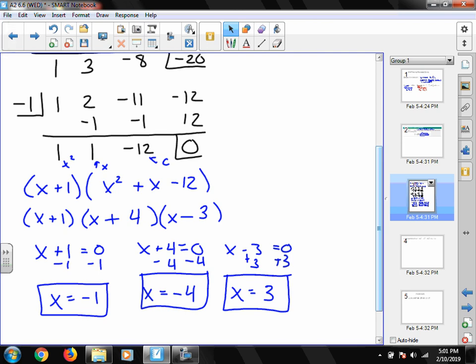Once I get there, I could have negative 4 or positive 3. I could do the exact same process. I would get 0 at the end. Now, those are my 3 zeros, and we are good to go.